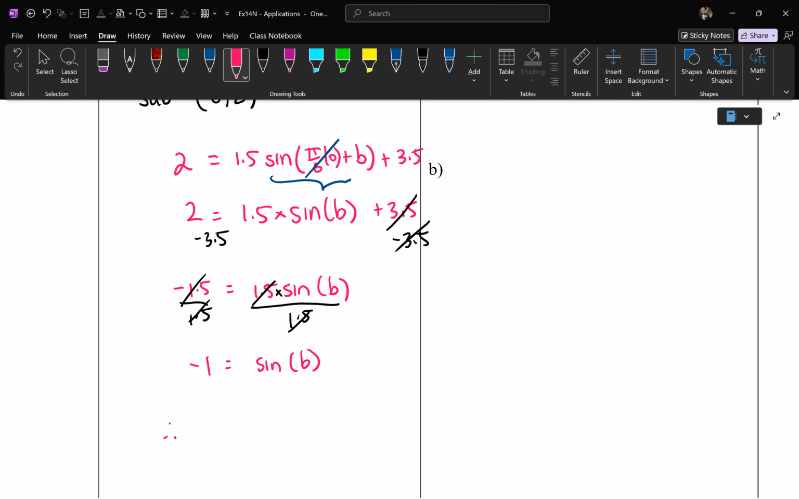So b must equal sine inverse of -1. So sine inverse both sides. Let's go. Use your understanding of exact values. When will sine be -1? Sine is the y value. So what angle will have a y value of -1?